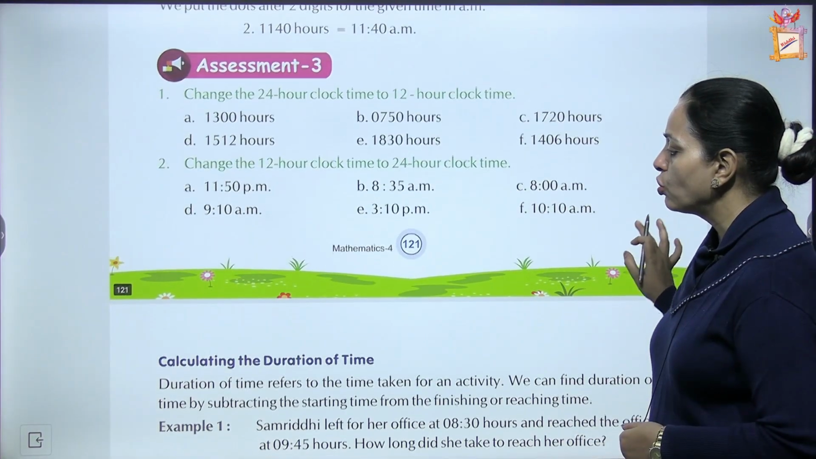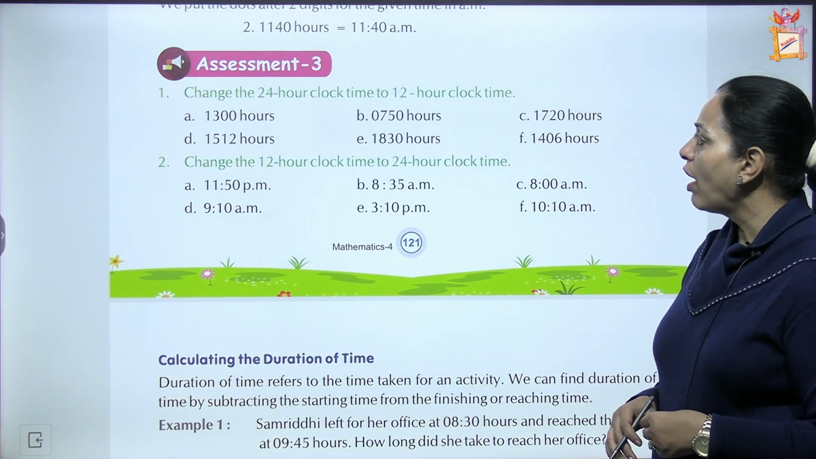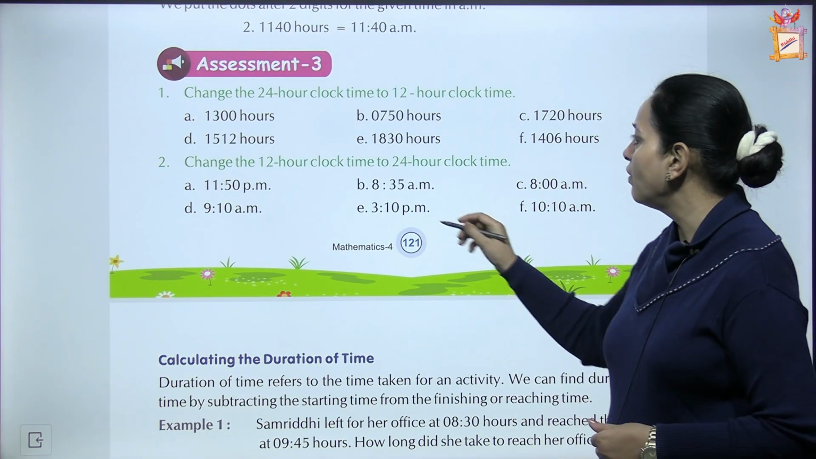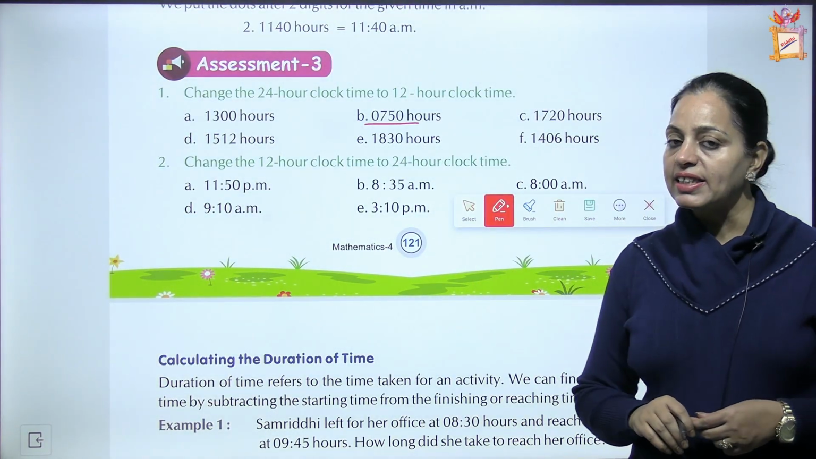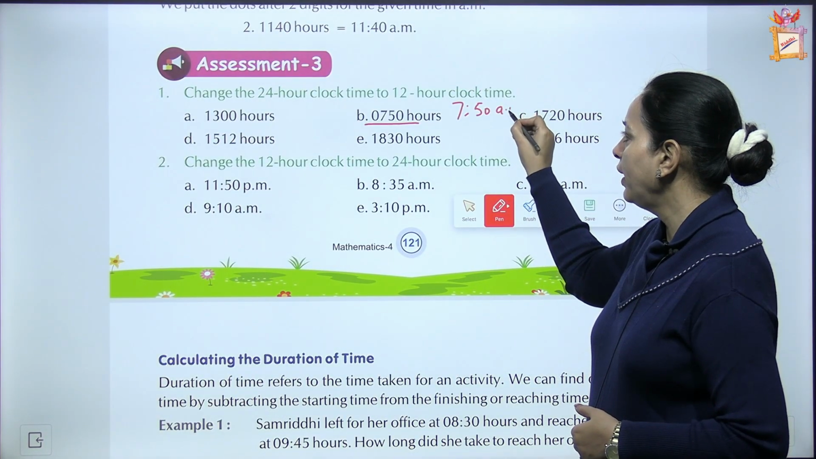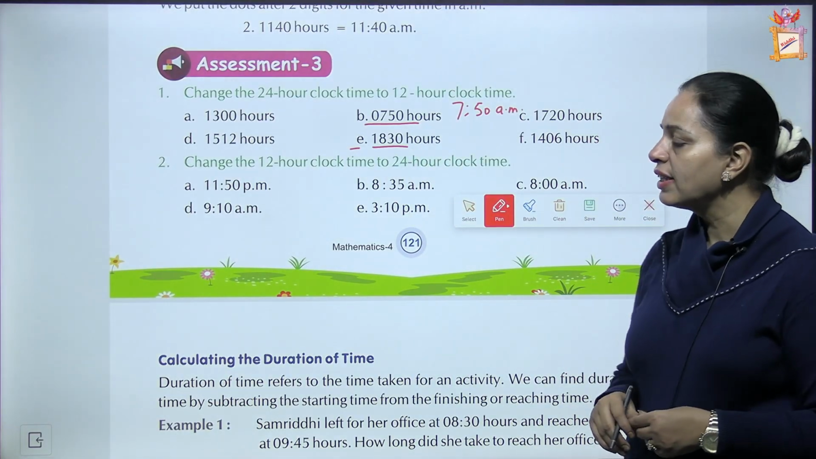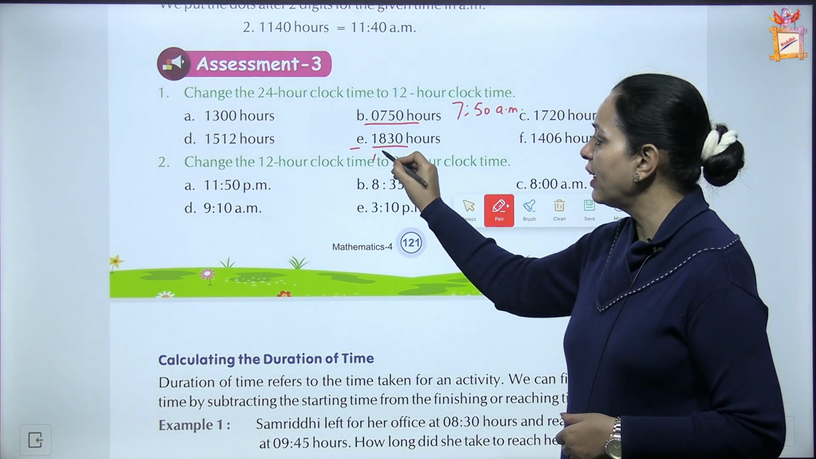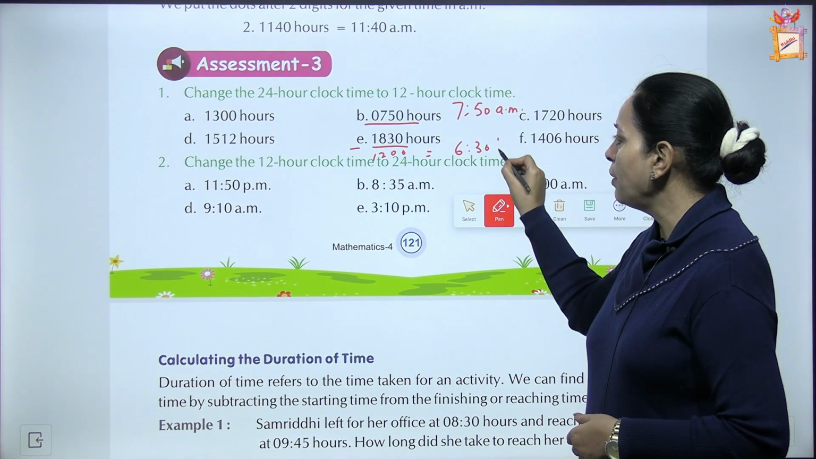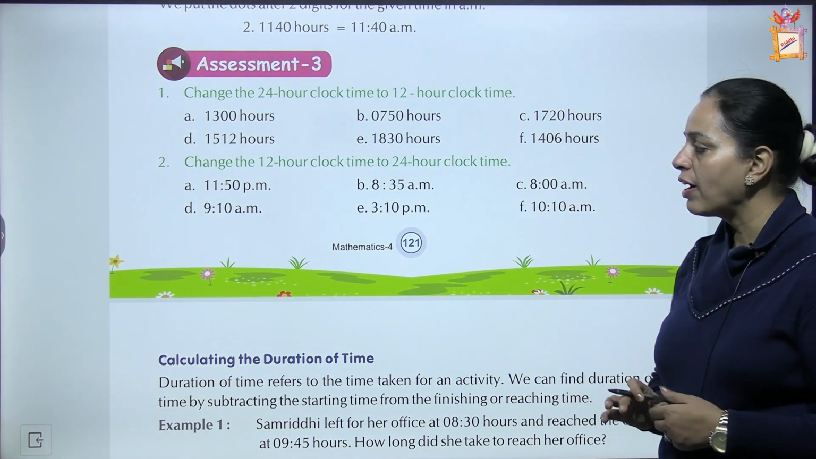Now assessment 3, question number 1. Change the 24-hour clock time to 12-hour clock time. See, like here B part 0750 hours. So it means this is the morning time, 7:50 AM. E part 1830 hours, from this we will subtract 1200. So what will you get? 6:30. So 6:30 PM. You will get PM, right? So I hope the remaining parts you can try.